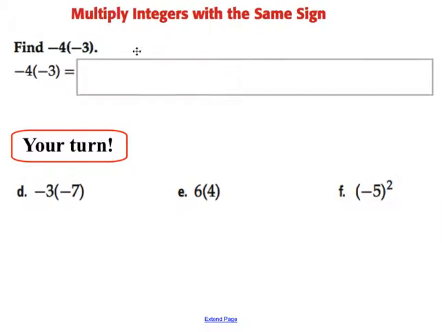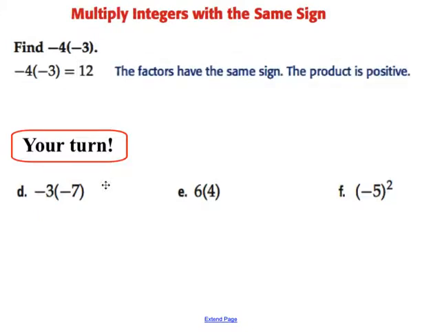Here are some examples. Negative 4 times negative 3. Same sign. We'll get a positive answer, positive 12. Try these 3 and see if you can get those on your own.